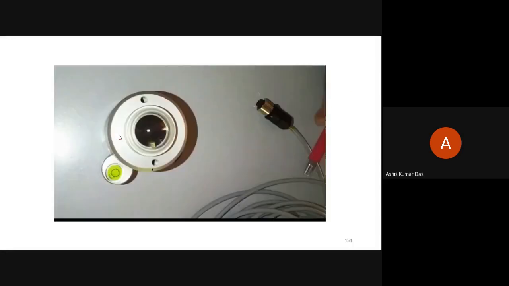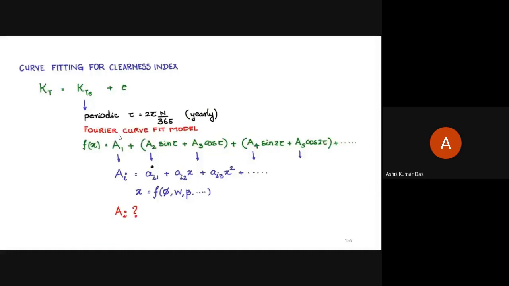Now if we move to the next slide, we have to find the value of this KT. We have seen that it can be found by using the pyranometer. Now here is another condition we are going to discuss, which gives us the curve fitting for the clearness index. Generally, for the measurement of the clearness index for a particular place on a particular day, as we saw before, we measure the HA.